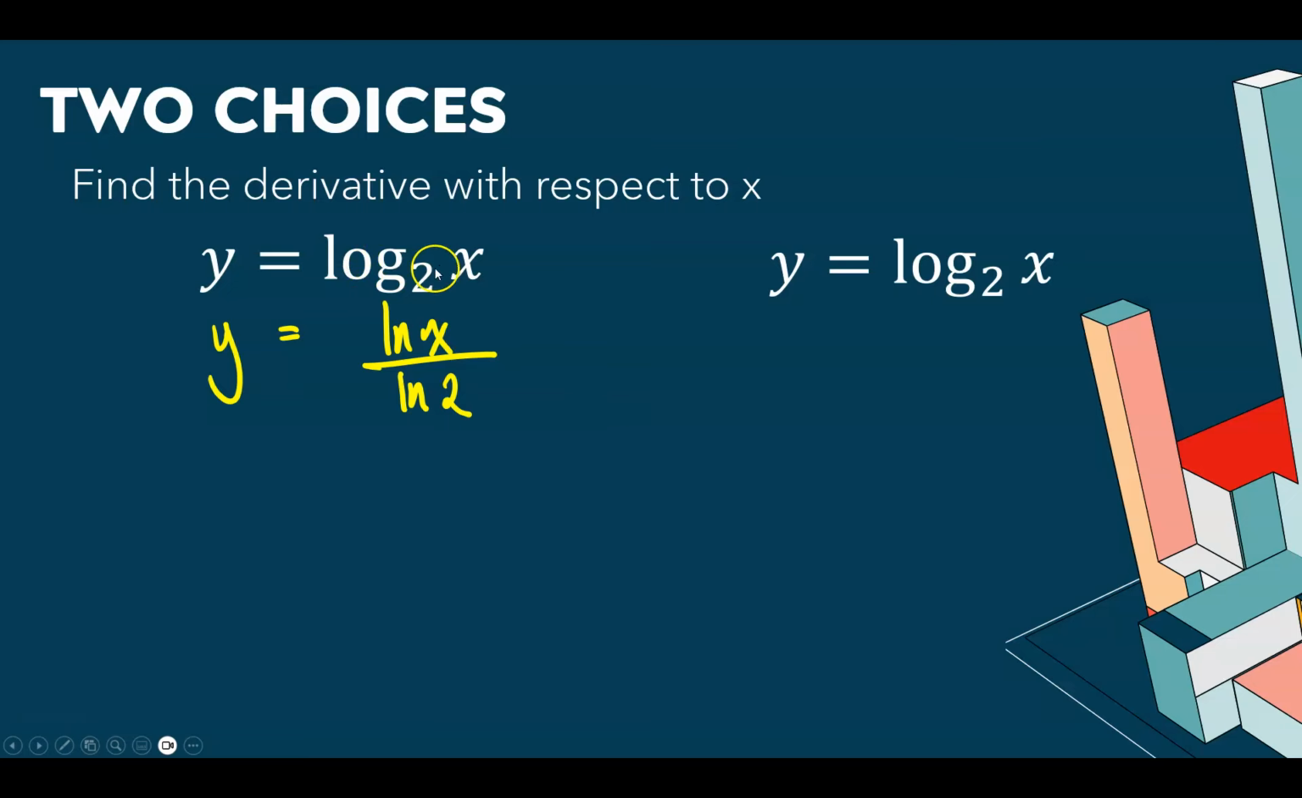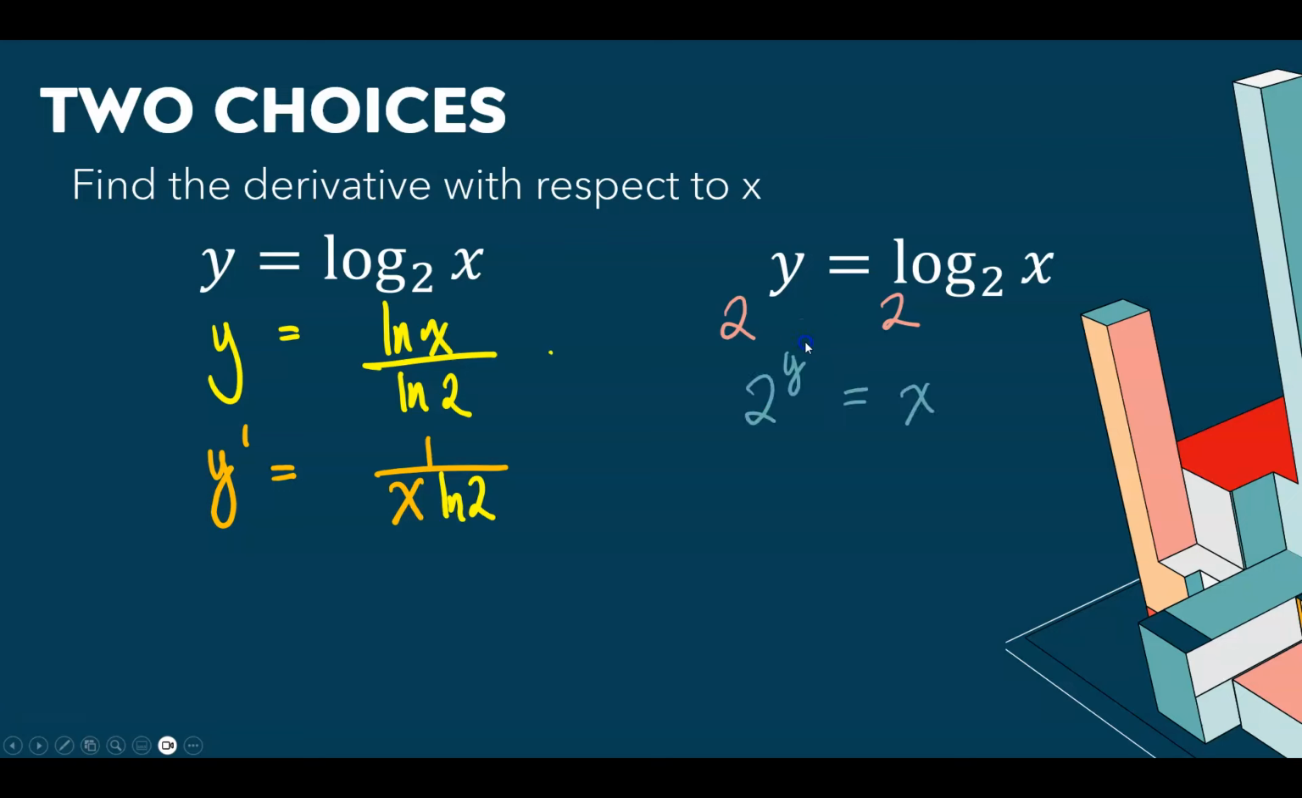So log base 2 of x is the same as natural log of x divided by natural log of 2. So this is the same as 1 over natural log of 2 times the natural log of x. So we can think of that natural log of 2 as multiplying by a constant instead of dividing by a constant. And the derivative of natural log of x is 1 over x, and that natural log of 2 just stays there. The other way to go is to raise both sides as exponents on 2, exponentiate both sides.